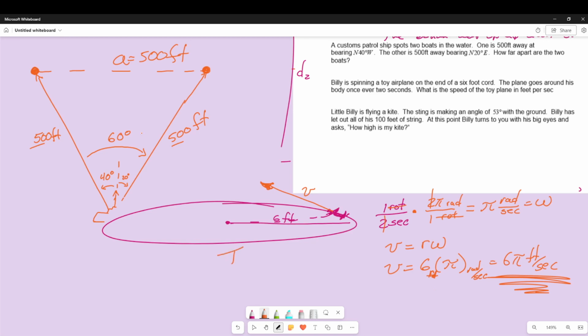So again, I didn't make a sentence for this one, but make sure you're answering all questions like this in a sentence. The linear speed is 6 pi feet per second is fine. But Billy's airplane is going 6 feet per second. Perfectly fine.